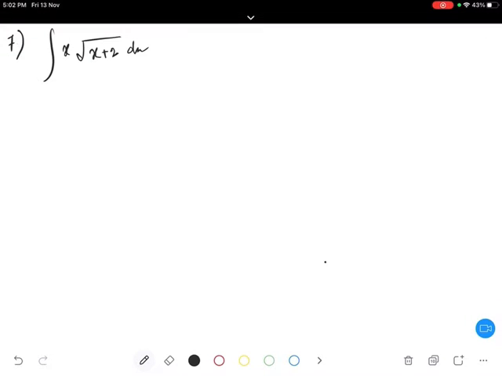x plus 2 is what? I will substitute x plus 2 is equal to t square, because I see a square root in here. So I will substitute, let x plus 2 is equal to t square.